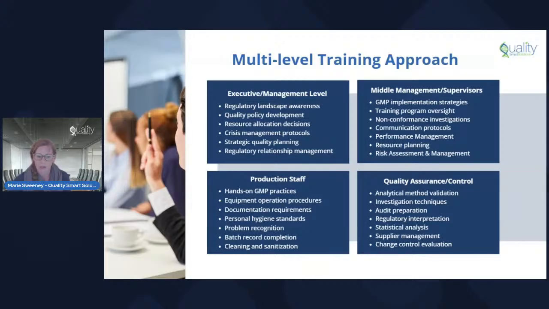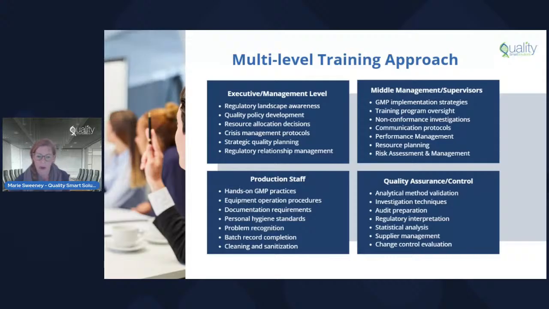And then we're looking at our production staff. So these are hands-on GMP practice team members, applying good manufacturing practices on a daily basis. Equipment operation procedures: ensuring the safe and effective use and maintenance of that equipment. Documentation requirements: make sure they know what is required of them to document everything throughout their job accurately and punctually. Personal hygiene standards. We would think that that is kind of self-evident, but again, make sure that they understand what their requirements are and that they are implementing those hygiene protocols.